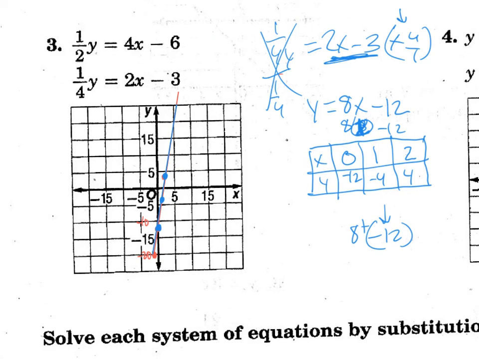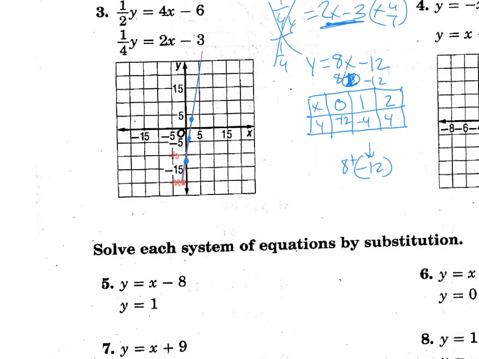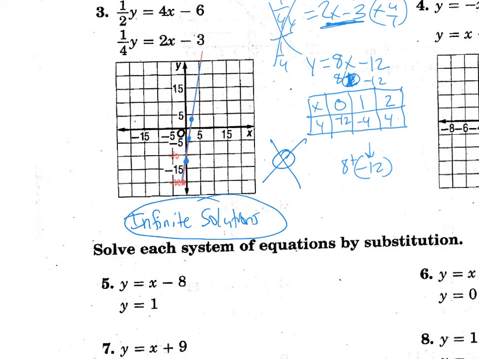Whenever that happens, that means you have a gazillion solutions, because your lines are overlapping completely. And so your answer for that one would be infinite solutions. If your lines completely overlap, you say there are infinite solutions, because they're not crossing and having one solution spot. They're completely overlapping.